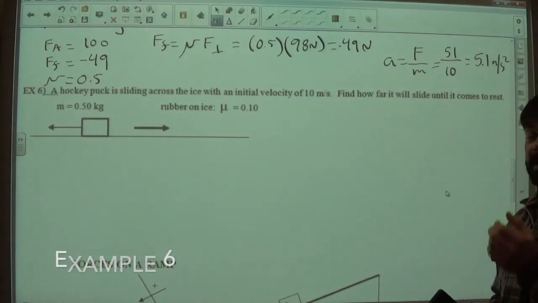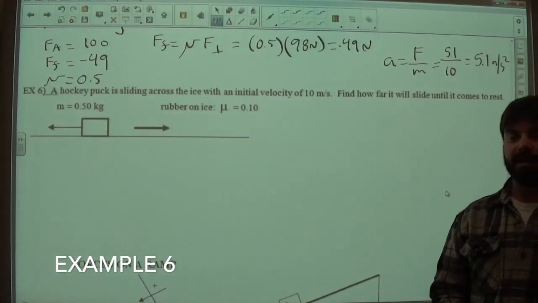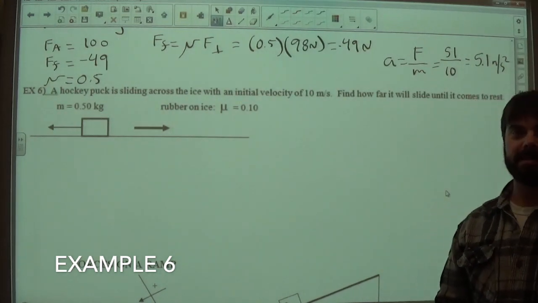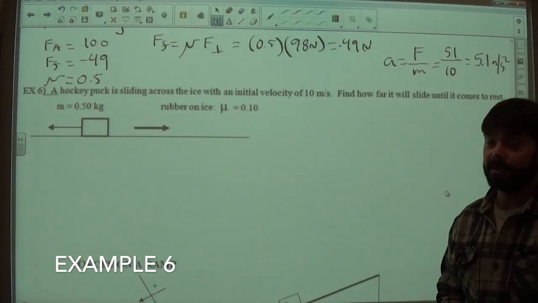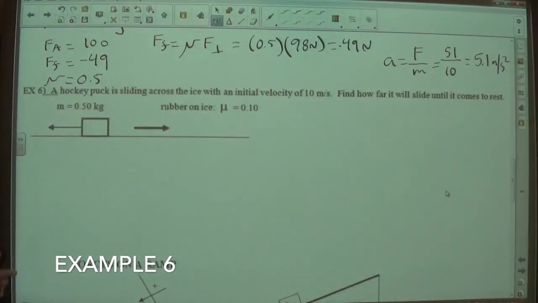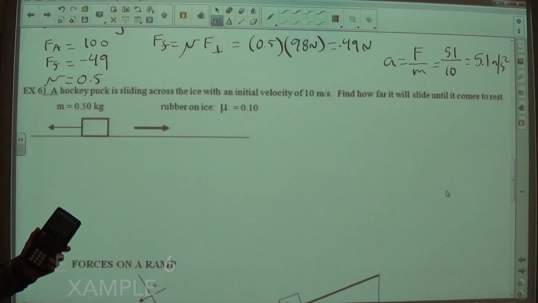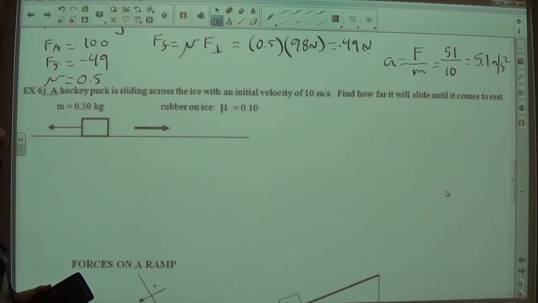All right, then for example 6, this one has a lot of applications. So we've got to find the net force, find the acceleration, and then they also want us to figure out the distance that this object travels. So let's see what they give us. They first say there's a hockey puck sliding across the ice. It has an initial velocity of 10 meters per second, so we're probably going to save that for the end. They want to know how far it's going to slide until it comes to a rest.